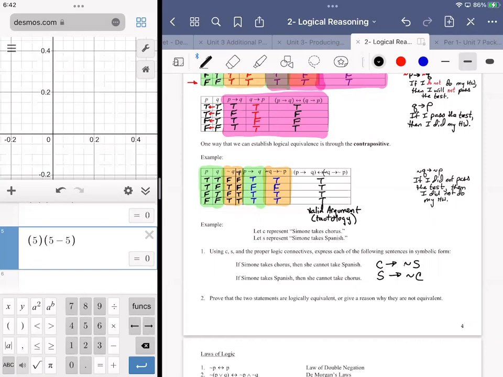All right. The second part of this is: prove that the two statements are logically equivalent, or give a reason why they're not equivalent. I didn't give a whole ton of space here because in theory, this is your proof. We've already done it, except we used P's and Q's instead of C's and S's. It's the same general idea. What we have here is what's known as the law of contrapositives, right? They are logically equivalent by the law of contrapositives.